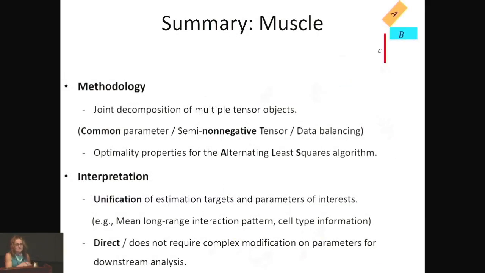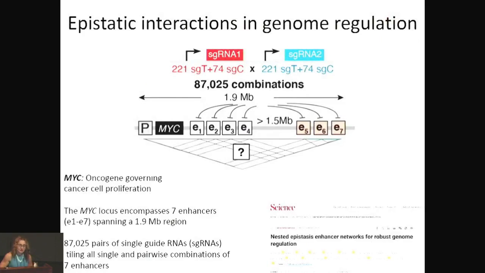I'm going to summarize this. The real contribution is recognizing the tensor structure and then utilizing a decomposition that respects the tensor structure. And we have optimality properties for the algorithm that we use to estimate these parameters. But again, as I emphasized, we are most excited about the interpretation because there's a unification of estimation target and how you are parameterizing your model. So that's all I want to say about muscle. We'll have time for questions if you have questions on that.